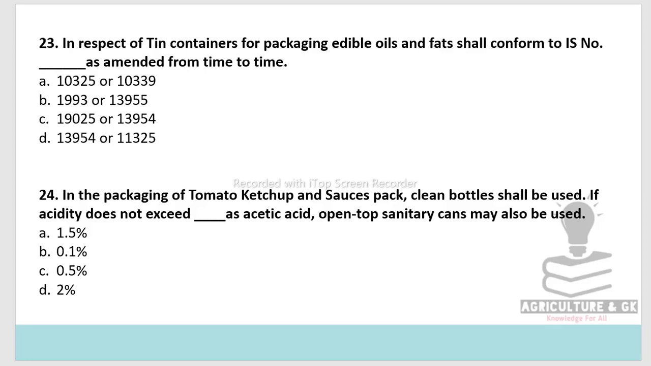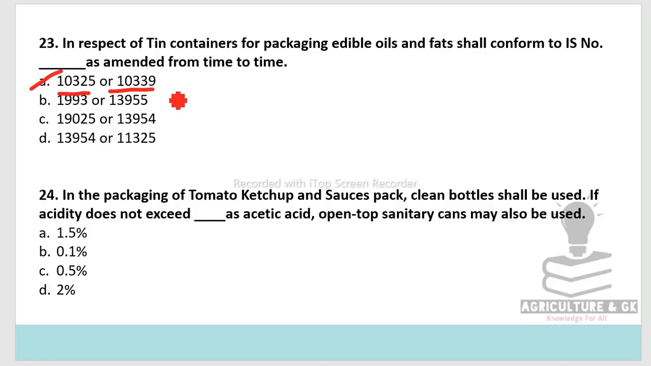So that is IS number 10325 or IS number 10339. So our answer will be option A. So for the tin containers which are used for packaging of edible oils and fats, it shall conform to IS number 10325 or 10339 as amended from time to time.